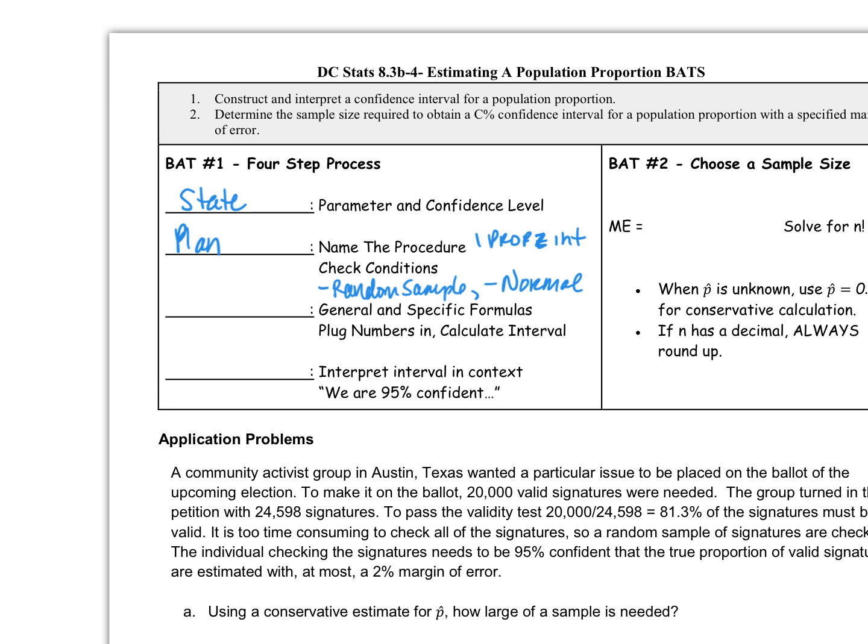General and specific formulas, plug the numbers in, calculate the interval. This is all you really have to worry about: writing your formula with your values in it. Obviously, you're going to use a calculator to crank it out, right? And then calculate your interval. So this is the do step, where you actually do the math. Show your work. State, plan, do, and then we conclude.